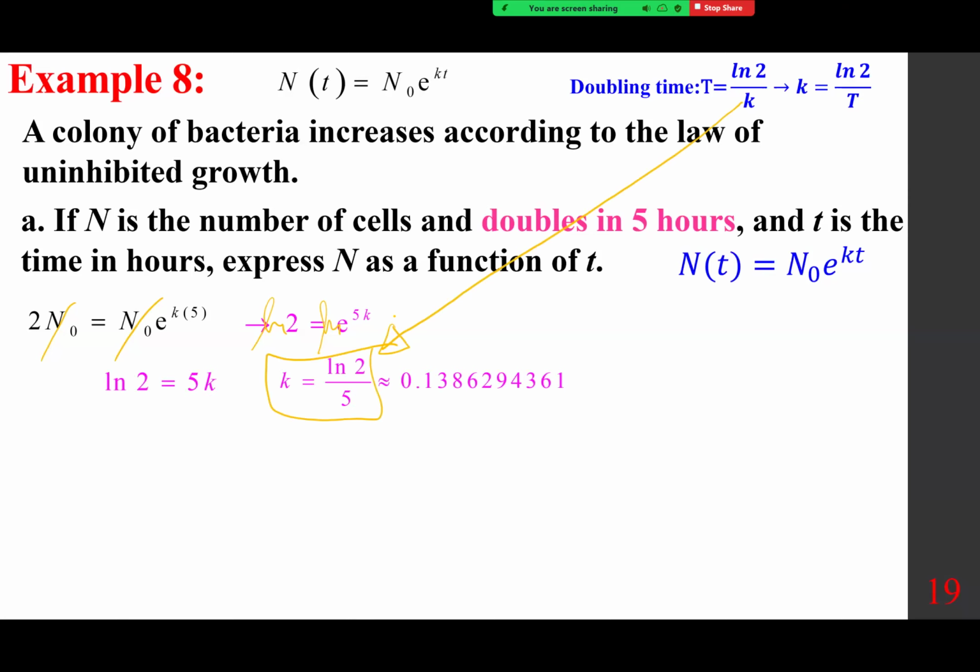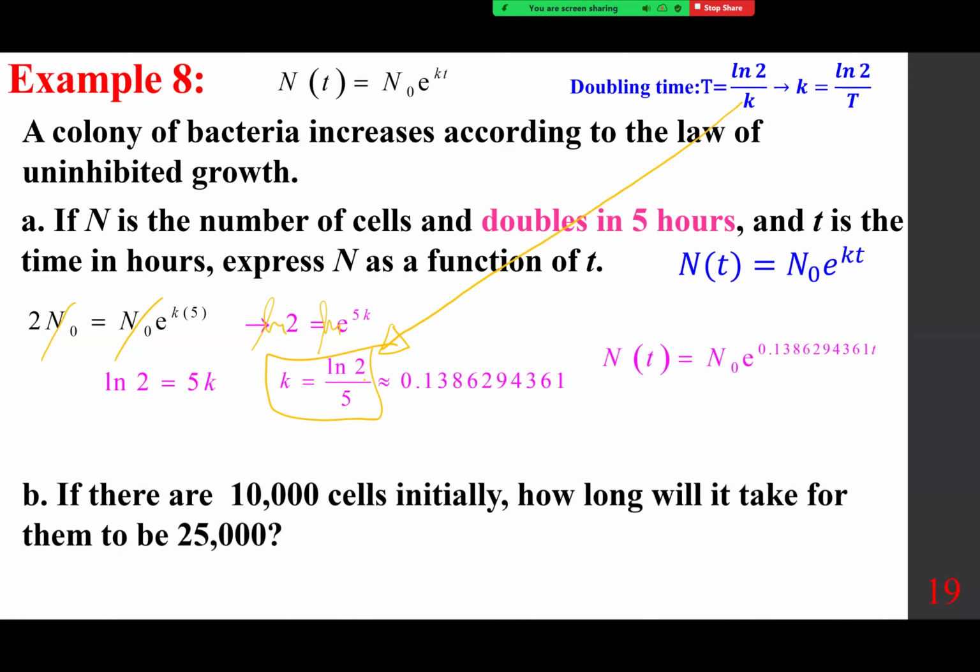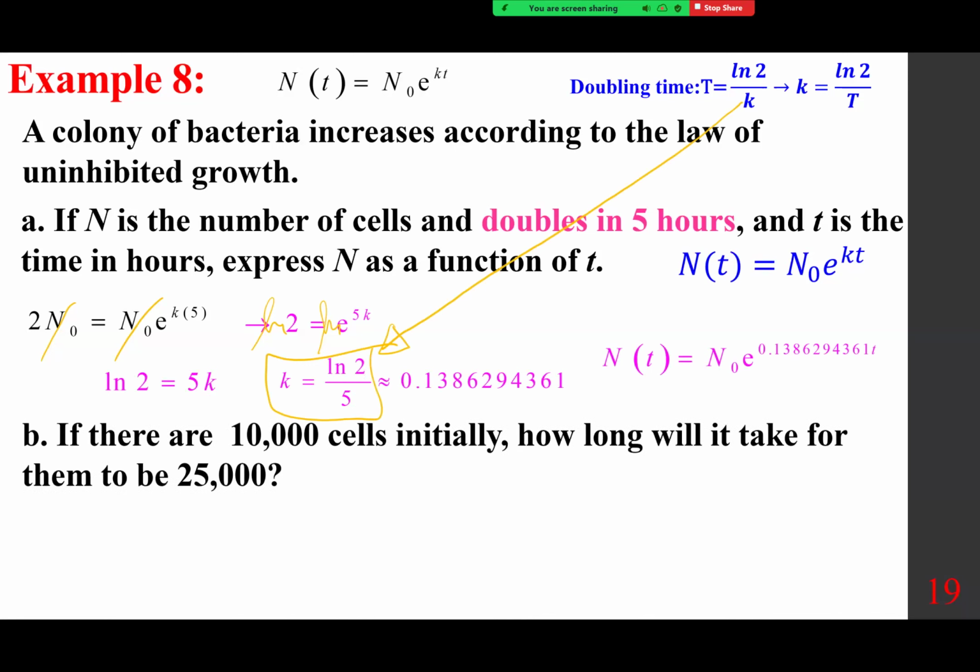Now, this time I put a lot of decimals because we want to go with the exact, really. So either use ln2 over 5 precisely, or just use a lot of decimals. When you want to find out the answer to part B, if there are 10,000 cells initially, how long will it take for them to be 25,000? That is really important, to have a lot of decimals here.